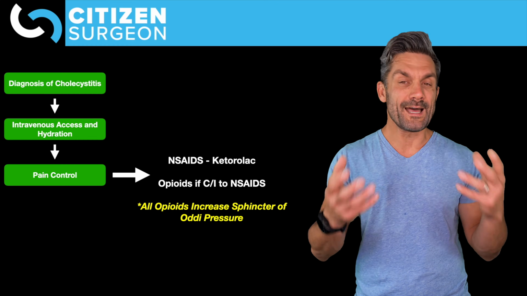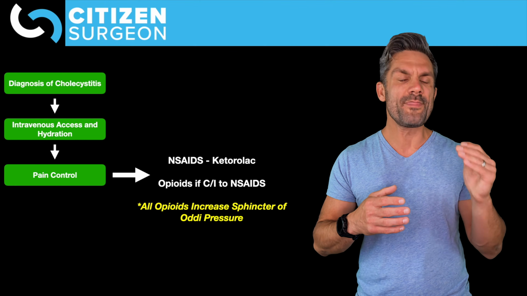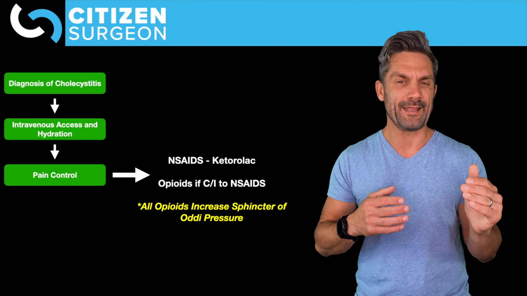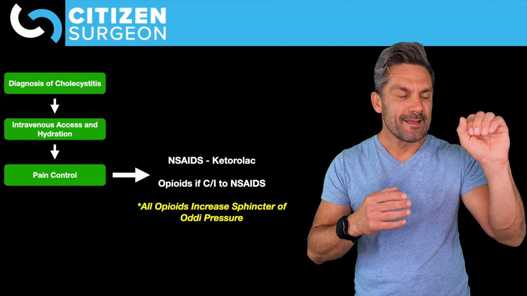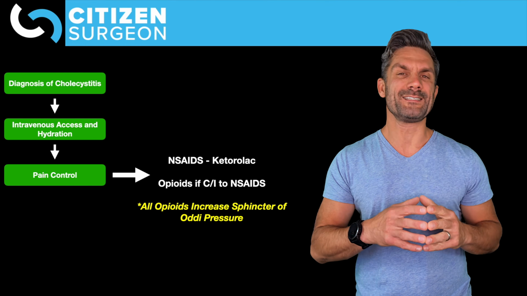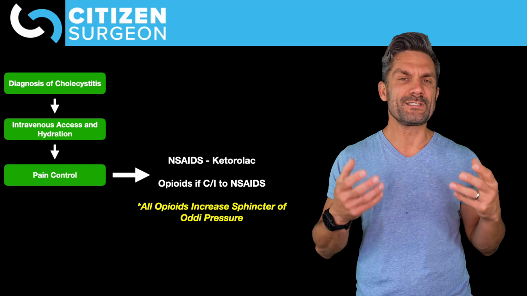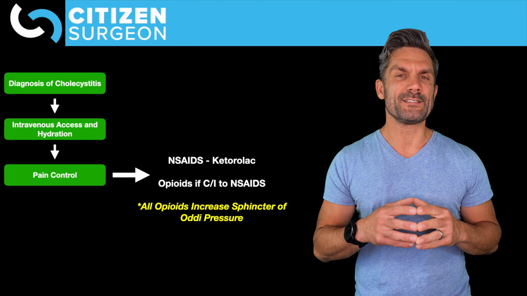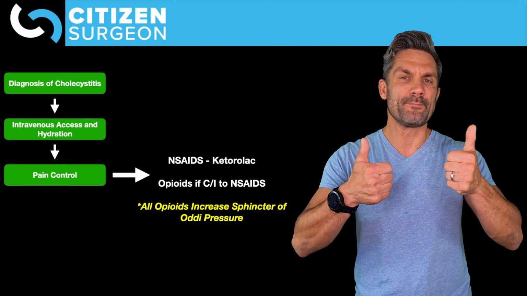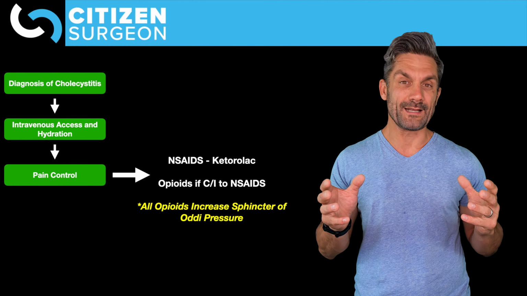And then if that's not enough, we can start getting into opioids. But with opioids, there's one thing that we have to keep in mind, and that is all opioids are going to cause some constriction of that sphincter of Oddi, okay? So it used to be that we just thought that morphine caused increased constriction of that sphincter of Oddi. That's going to increase the pressure in not only our common bile duct, but our pancreatic duct, okay?